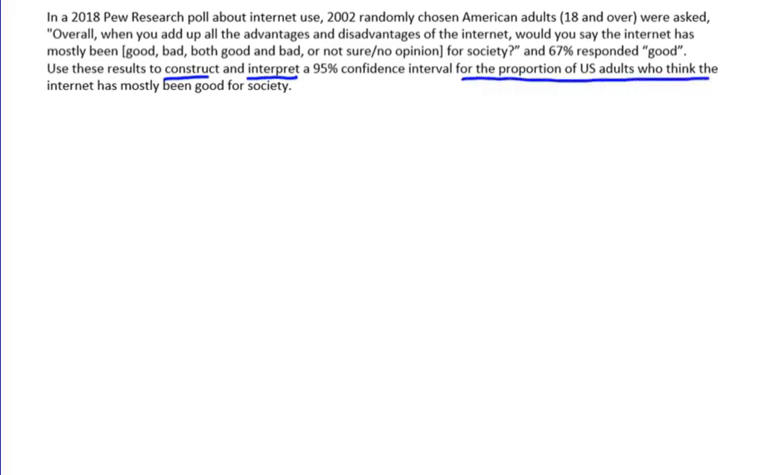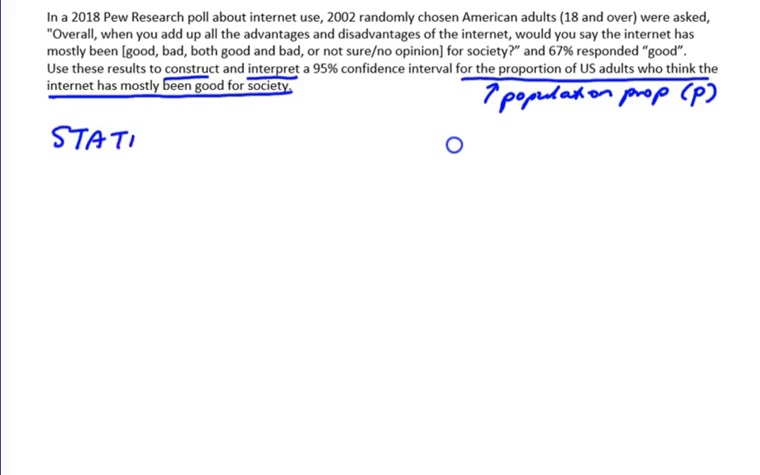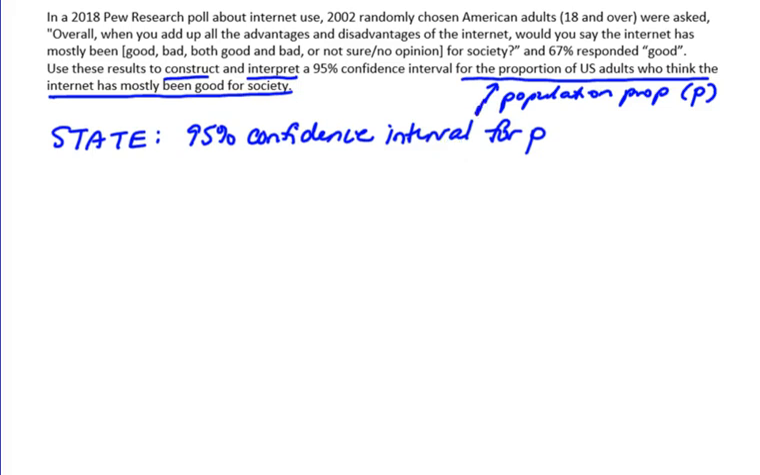So here's what we're trying to estimate. This is the population proportion, or P. That's what we're trying to find. So if we start with our state step, what are we trying to do? We want a 95% confidence interval for P. And this is what P is, and I'm not going to restate that, I could, but it's written very clearly in the last line of the stem of the problem. So that's what I'm trying to do.